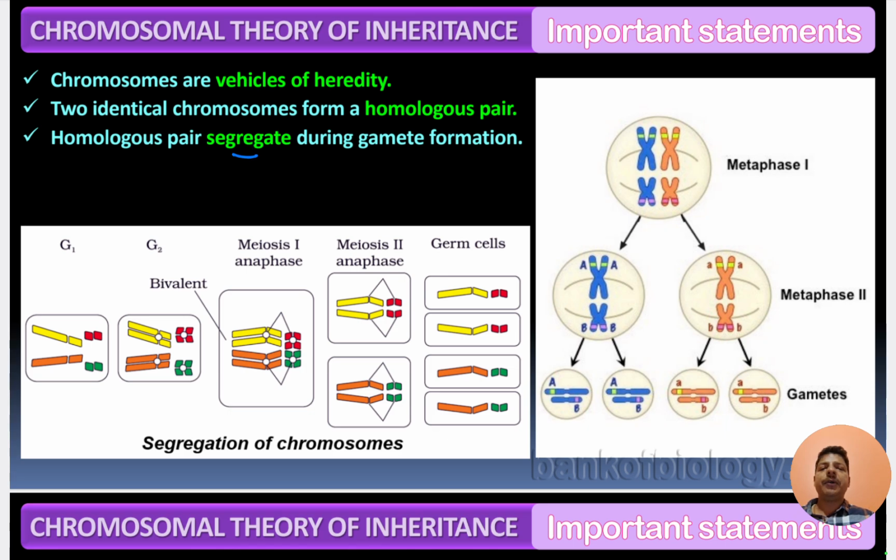Homologous pairs segregate or separate during the formation of gametes. As you can see, segregation of chromosomes like this. How are they segregated? See the color combination. It is also in your NCERT diagram as well as from here. And here also, metaphase 1, metaphase 2, gametes are produced. How they segregate with each other.